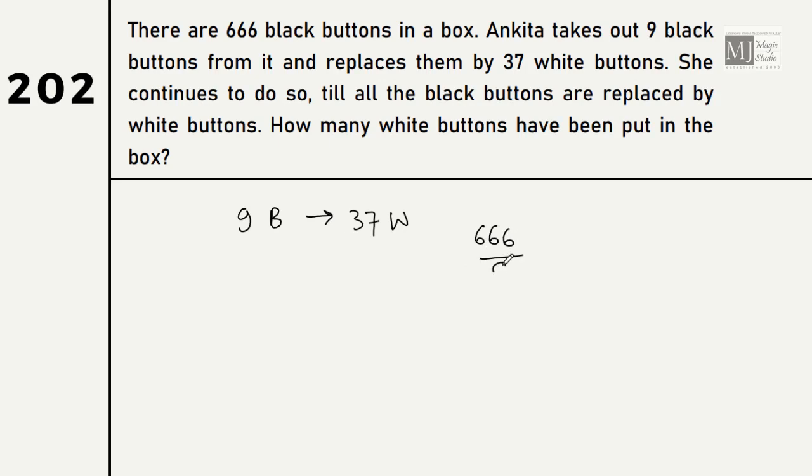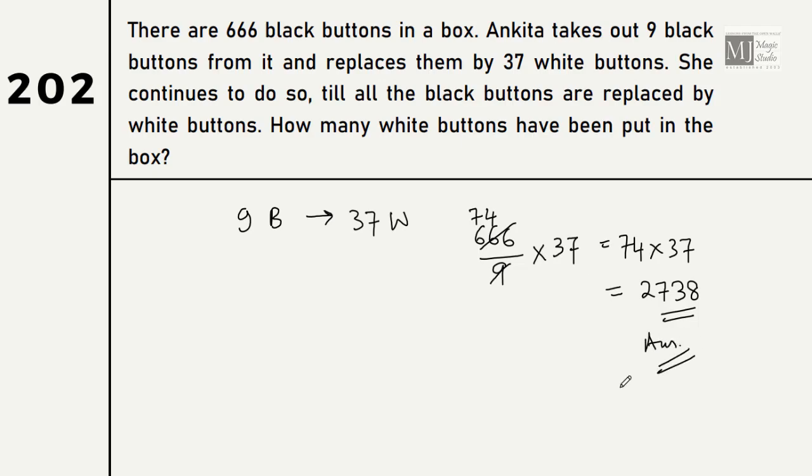666 by 9 will give us the number of times white buttons were put in the box, and each time 37 white buttons were introduced in the box. So 666 divided by 9 is 74. So we need 74 into 37, which is 2738. 2738 white buttons have been put in the box.